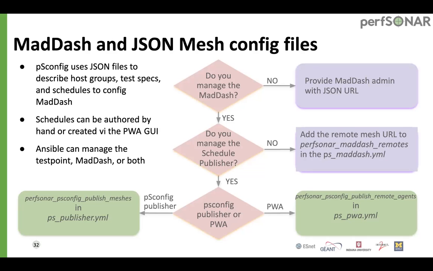If you want a MadDash installation to display a mesh and you don't control it, you have to contact the admin of that MadDash, and you have to provide them the JSON URL and hope that they add it. If you own the MadDash, but you don't own the schedule publisher, then you have to change the PS MadDash YAML file to include that static URL.